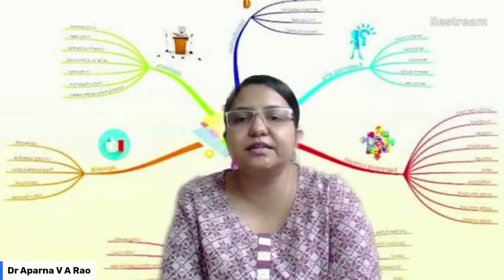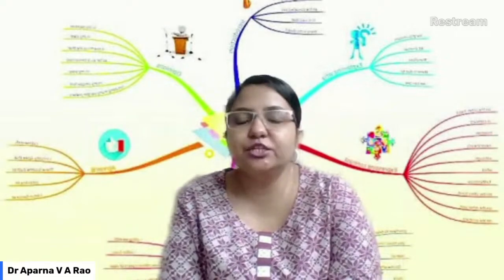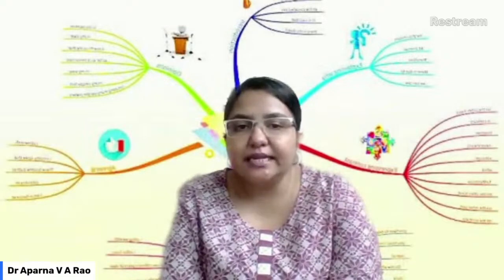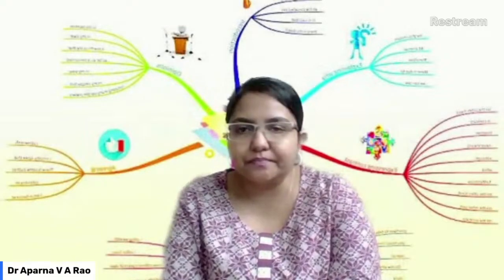So how do we create mind maps? As you can see in the background, creating a mind map is a straightforward process. Here are the basic steps. Start with a central idea or topic. Begin by writing down the central idea or topic in the center of a blank page or digital canvas. This idea will be the focal point of your mind map.